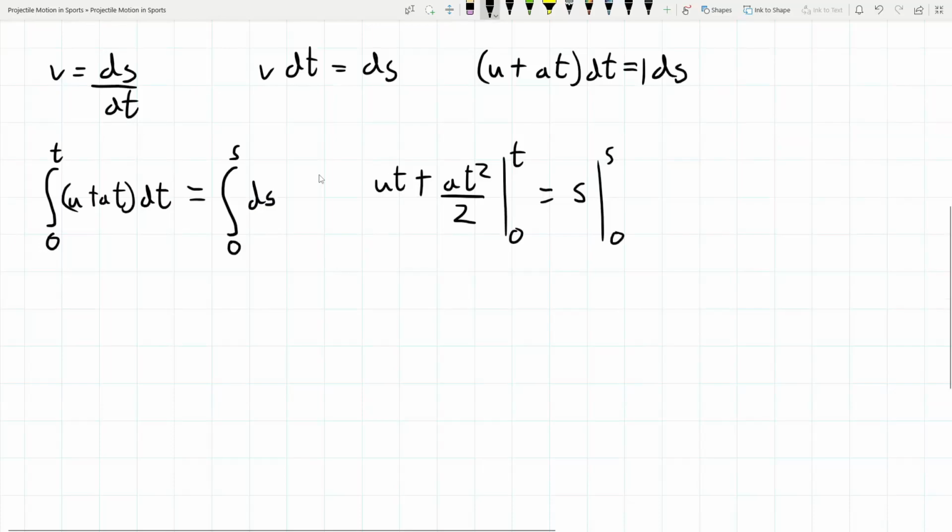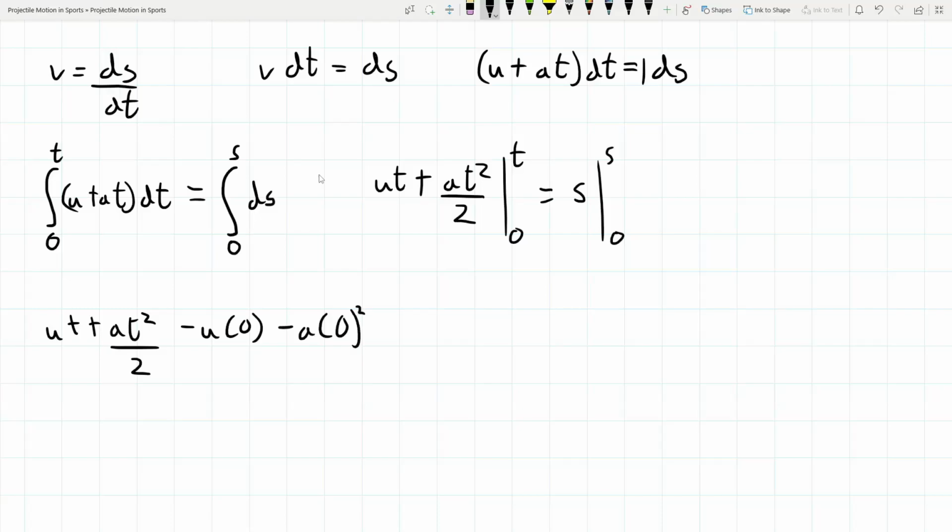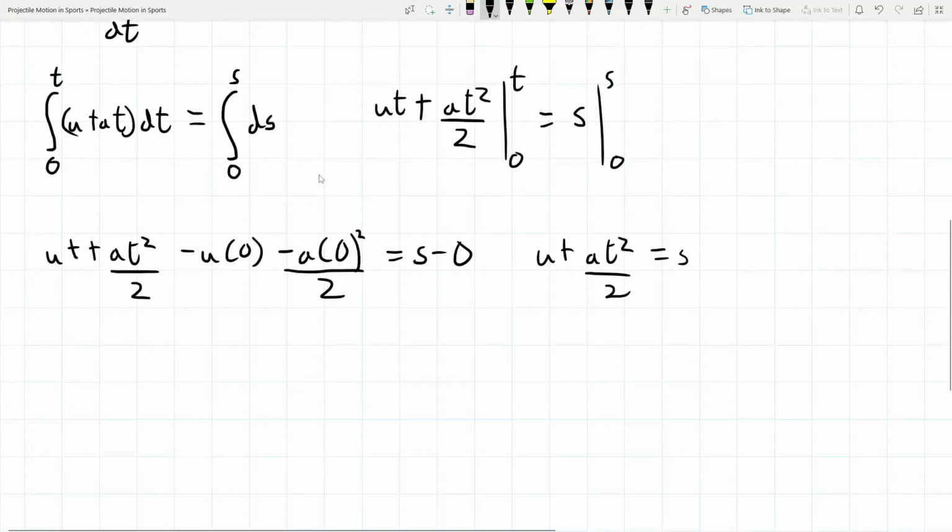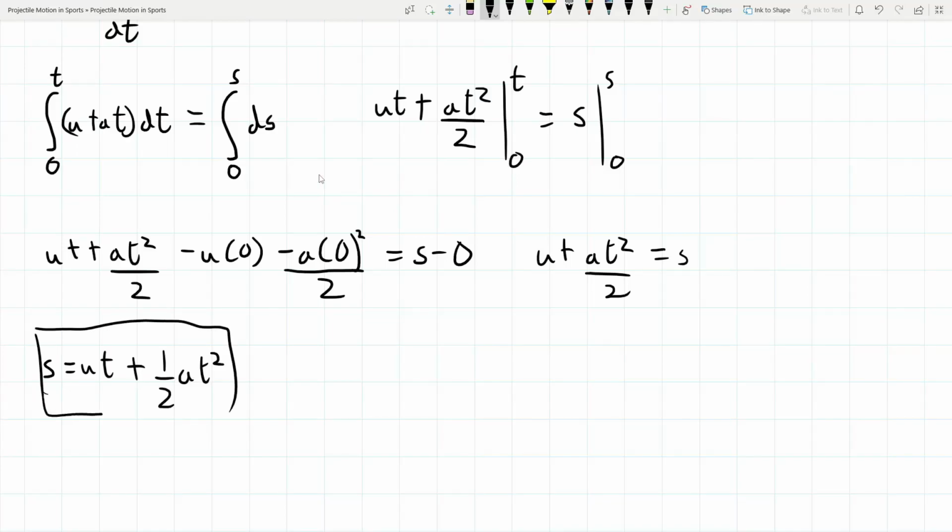So now we plug in the limits of integration, and we get ut plus at squared over 2 minus u times 0 minus a times 0 squared over 2. And that's equal to s minus 0. Lots of zeros, they're just going to cancel. We get ut plus at squared over 2 equals s. And then we're going to make s the subject. We're just going to rewrite it so it's easier to look at by the conventions. S equals ut plus, and then by the conventions, instead of writing at squared over 2, we write a half at squared. It means the same thing. And that is our second equation of motion.